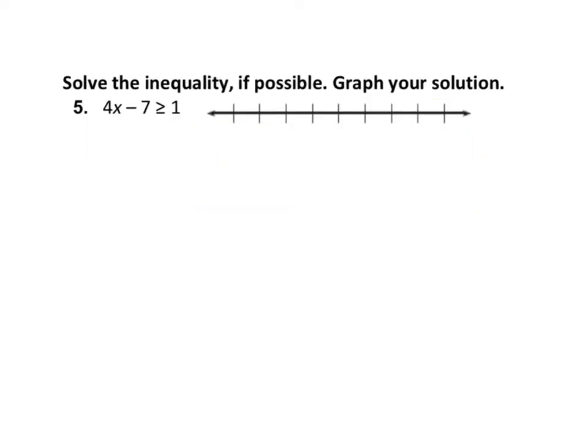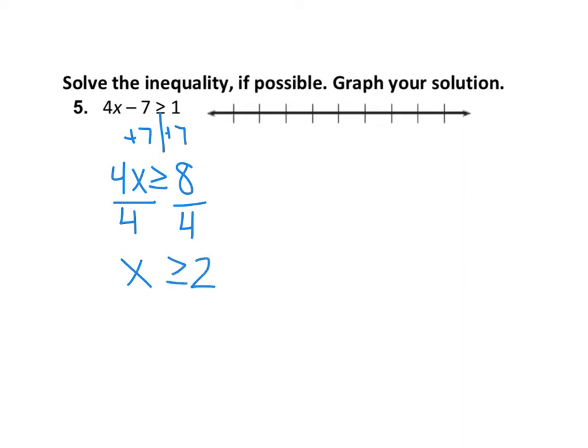All right, so let's go ahead and we're going to solve the inequalities. All right, so let's do our first one. Remember, we're trying to get the variable all by itself. So I'm going to add the 7. I'm going to have 4x is greater than or equal to 8. Then I'll divide by 4. And then x is going to be greater than or equal to 2. So on your graph, you're going to have the 2, and because it's greater than or equal to, it's going to include the 2, and then everything that's greater, so it's going to go off to the right.